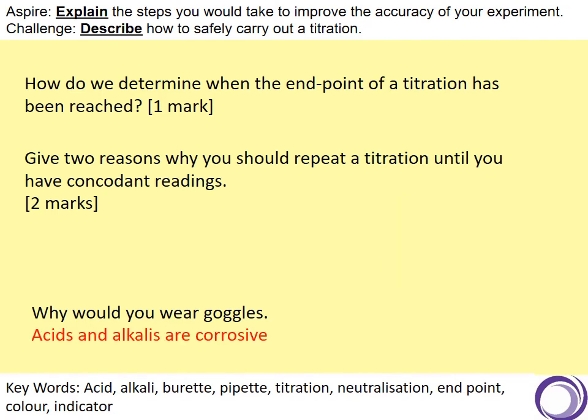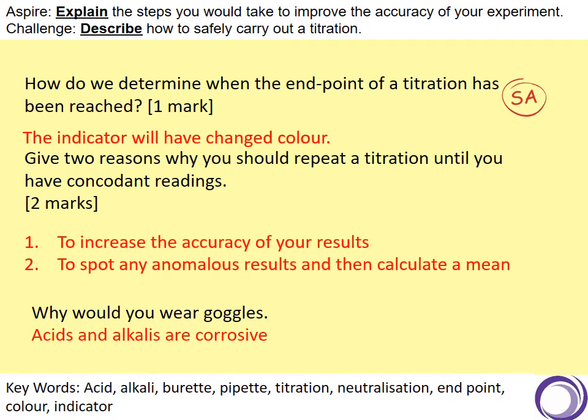Great, so we determine the end point of a titration because the indicator will change colour. Two reasons why we repeat the titration is to increase the accuracy of your results, to spot any anomalous results, and to calculate a mean. And we must wear goggles because acids and alkalis are corrosive.